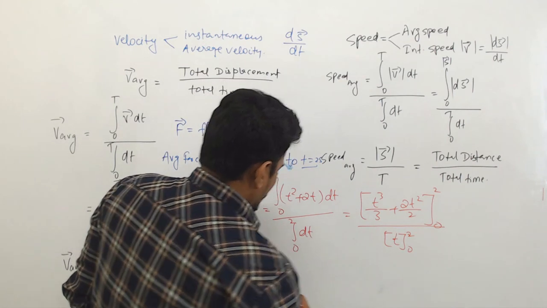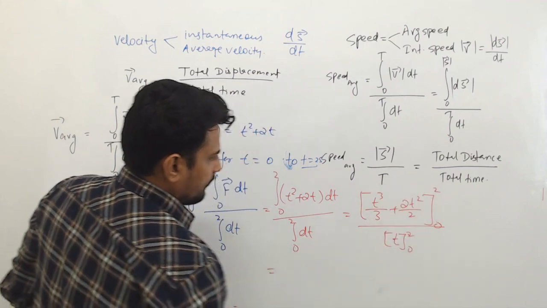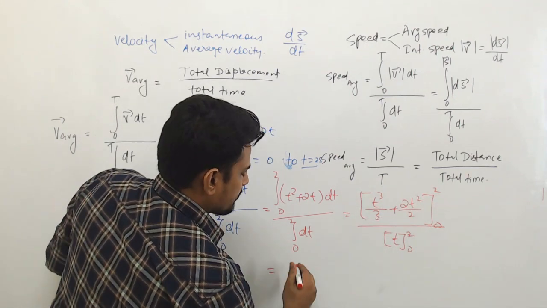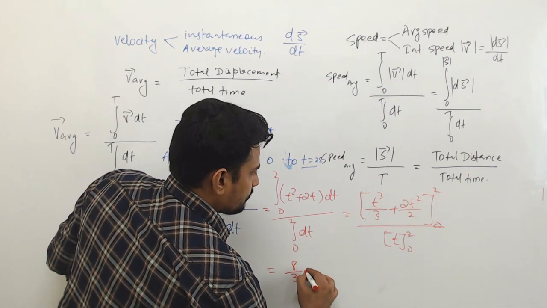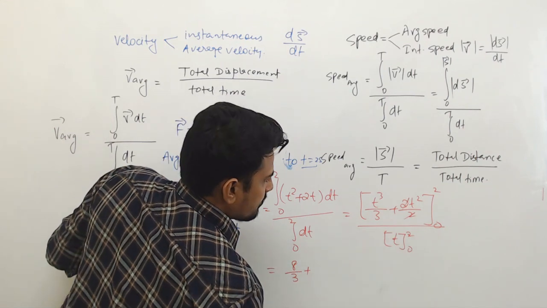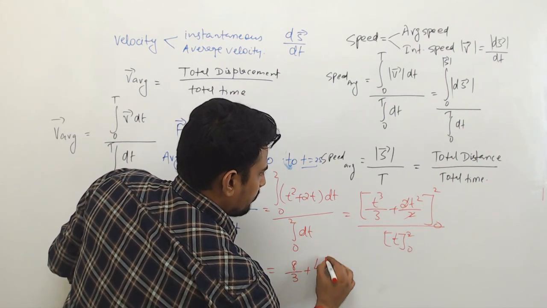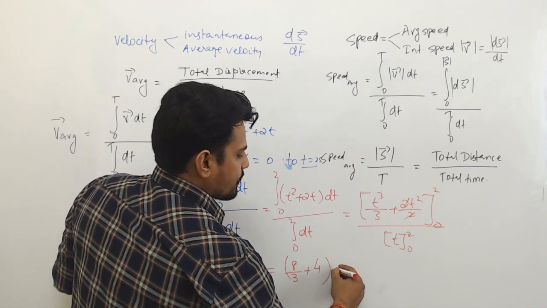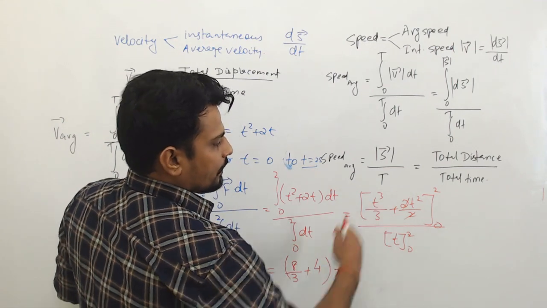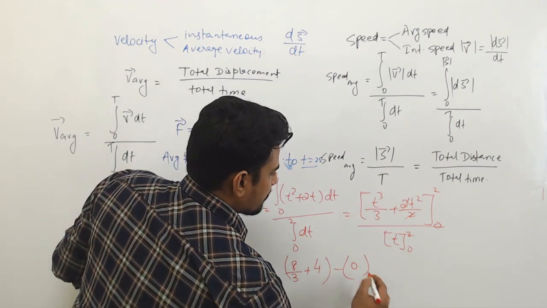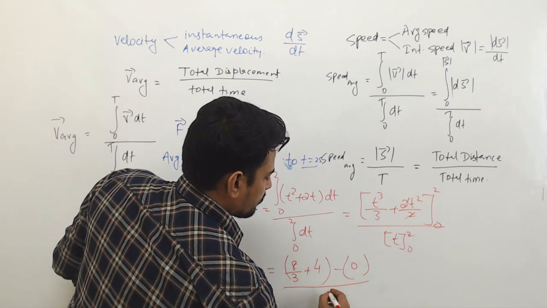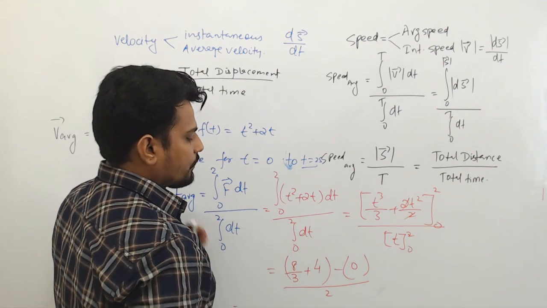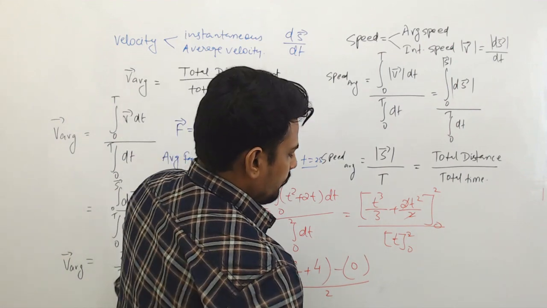Now you have to put in the limits. All the way, that's going to be how much? 2 to the power of 3, that's 8 upon 3, plus, I can cancel this, 2 square, that is going to be 4. The upper limit is now done. Let's talk about the lower limit. If I put 0 in place of t, I should be getting 0. And this should be 2 minus 0, which is going to be 2. So that is going to be your average force.